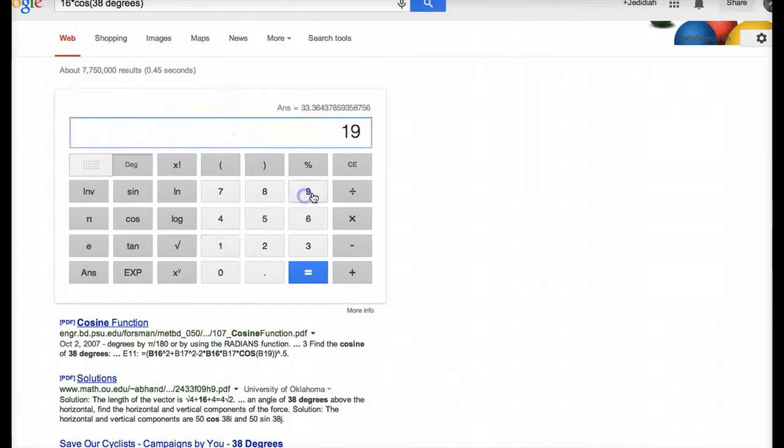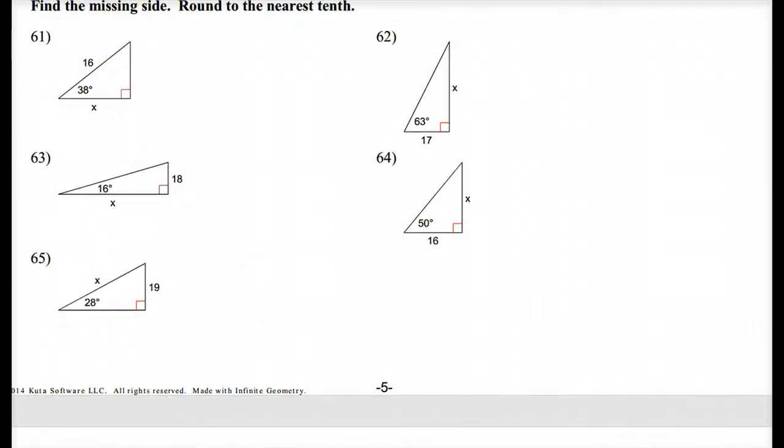So I would do 19 divided by cosine of, what was that number? I can't even remember. 28 degrees. Now we're in degrees right there, so that's okay. If it's in the radian, R-A-D, that's not what we need. We want the degree. And then equals, and 21.51 was your answer. So this is about 21.5.